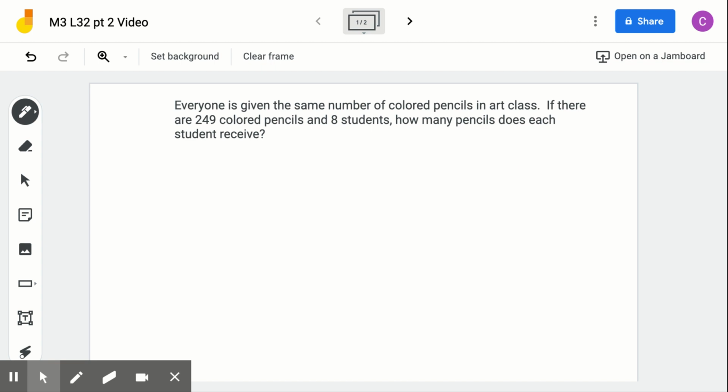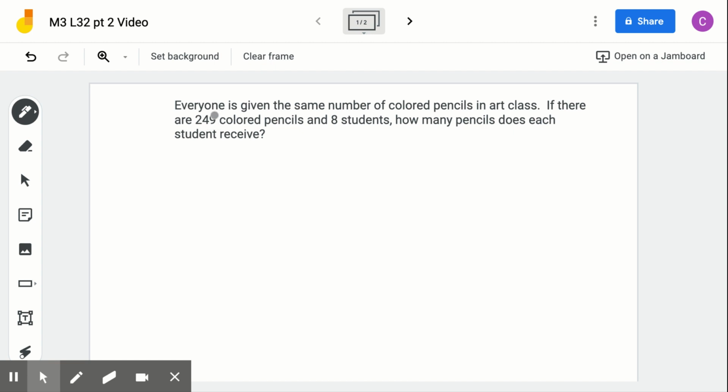All right, so let's think about this problem. What I'm visualizing in my head are students in art class and a big pile of colored pencils, and the teacher wants to pass them out so that each of the students has the same number of pencils. Let's pull out some important information.